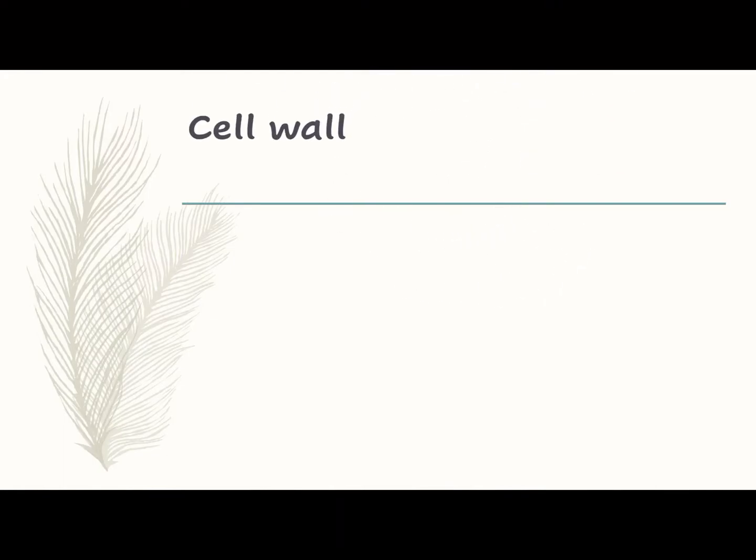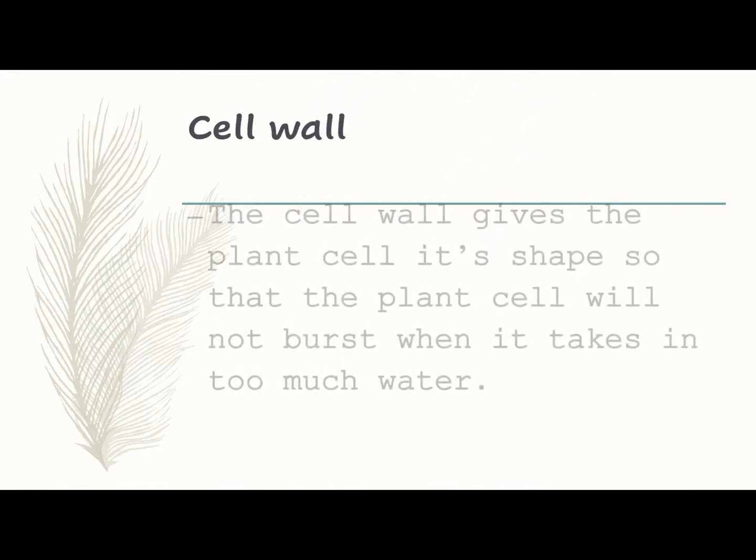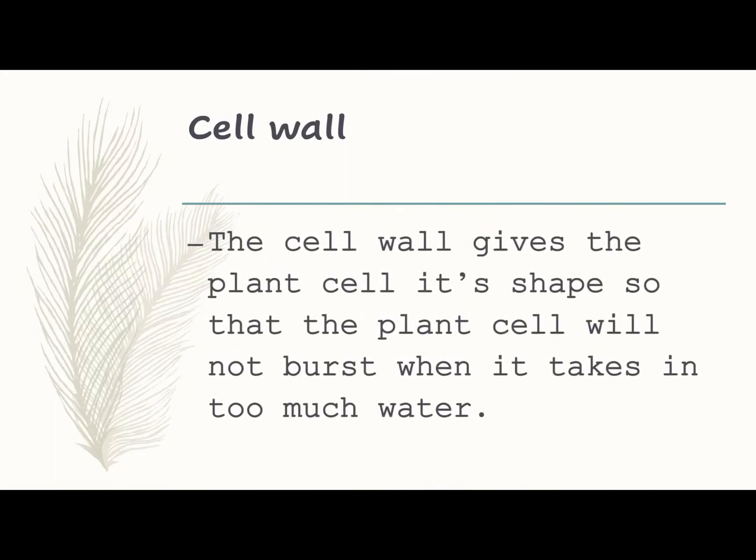Now let's talk about the part cell wall. The cell wall gives the plant cell its shape so that the plant cell will not burst when it takes in too much water. As leaf cells do not take in water, they get water from the roots of the plant. So, if they take too much water, the cell wall will prevent the cell from bursting.